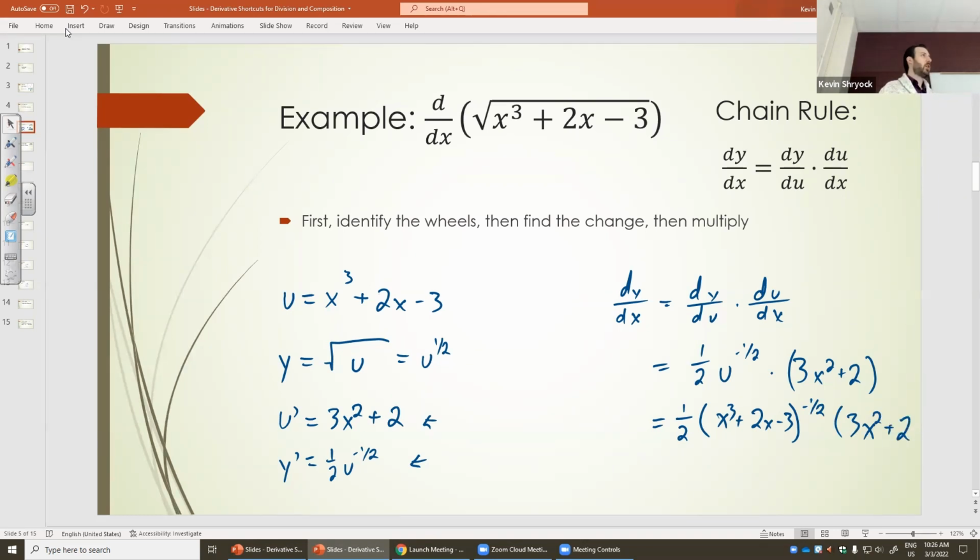And then from here, if you wanted to do a little simplification, make it look a little bit tidy, we absolutely could. I think that would come out as 3x squared plus 2 over 2 times the square root of x cubed plus 2x minus 3.